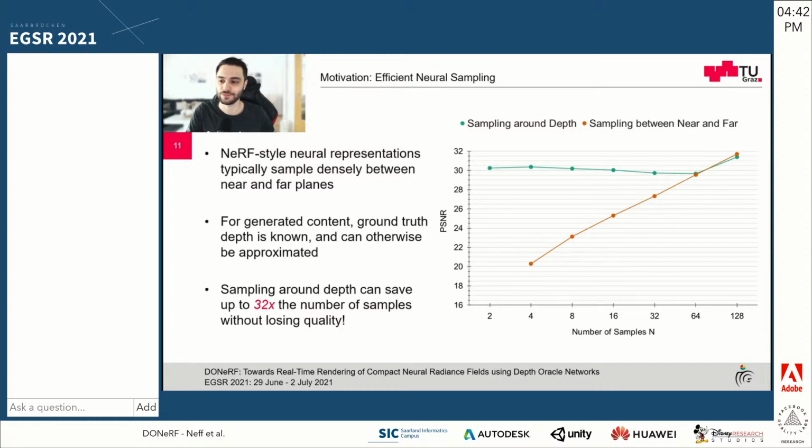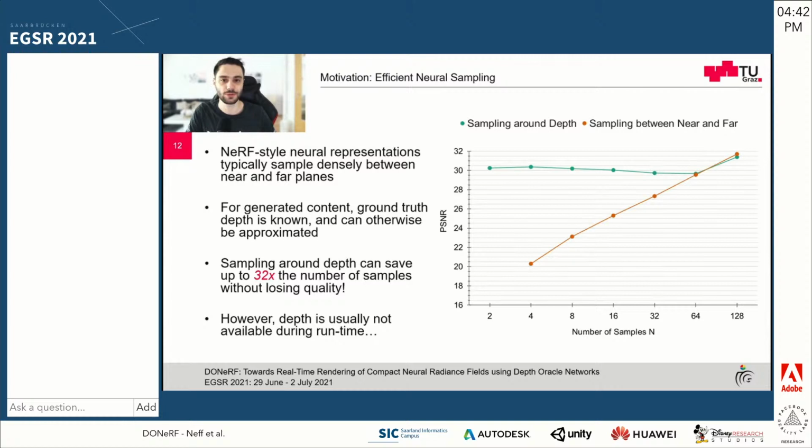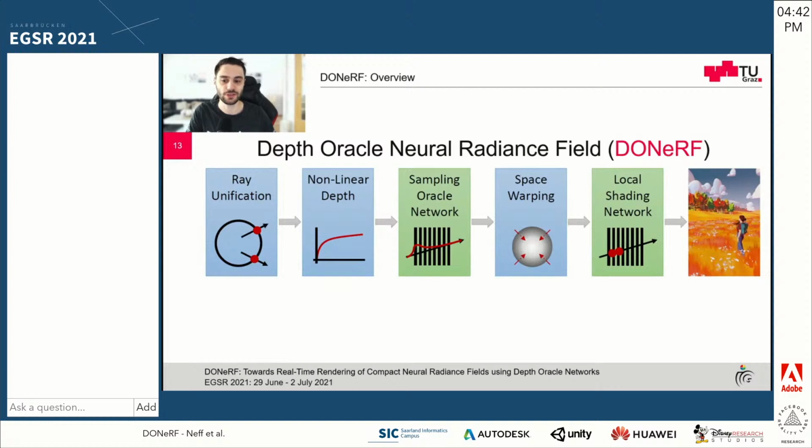However, this comes with a catch. Depth is usually not available during runtime, and using explicit structures or densely pre-computed depth maps would again require additional memory. This is where our depth oracle neural radiance field, or DONeRF, comes in. DONeRF is a 5-stage pipeline that includes only 2 MLPs and no additional storage requirements.